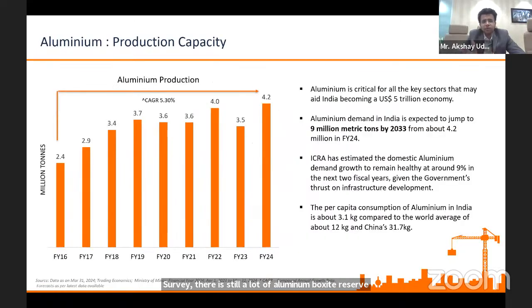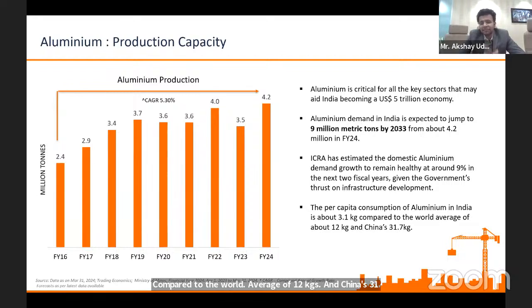And if we look at the overall aluminium production capacity, in FY 16, it was 2.4 million tons. As of FY 24, it is 4.2 million tons. And how is India positioned in aluminium? Our current penetration is just 3.1 kg compared to the world average of 12 kgs and China's 31.7 kg.